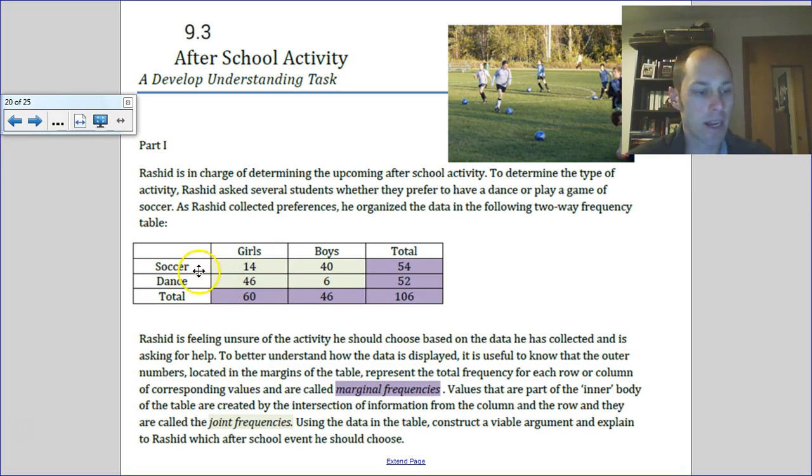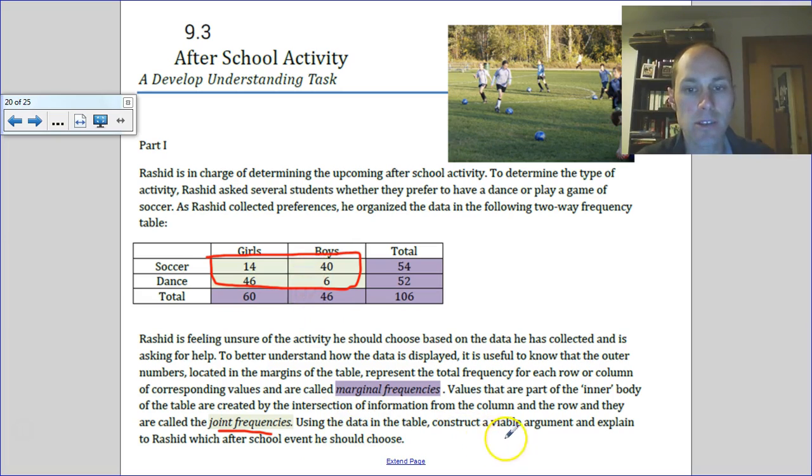Every other value is part of the inner body. That would be this section here. Those are known as joint frequencies. Those are created by the intersection of information from the columns and rows. So for instance, girls that chose soccer, or people that chose soccer that were boys.